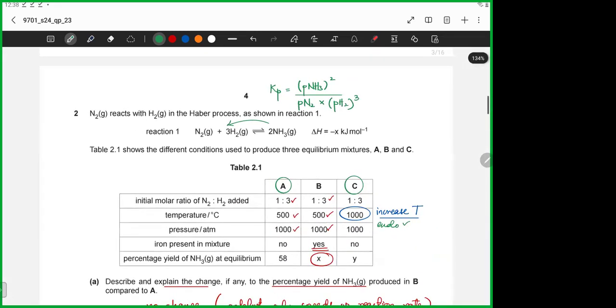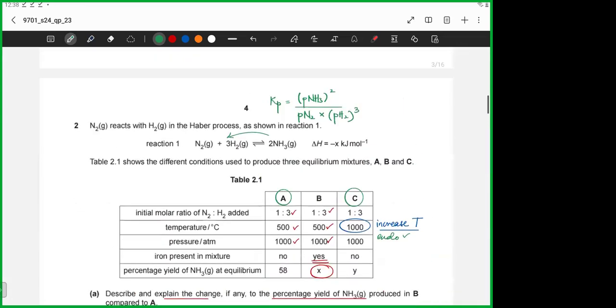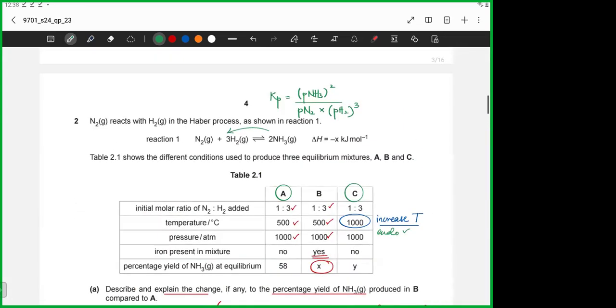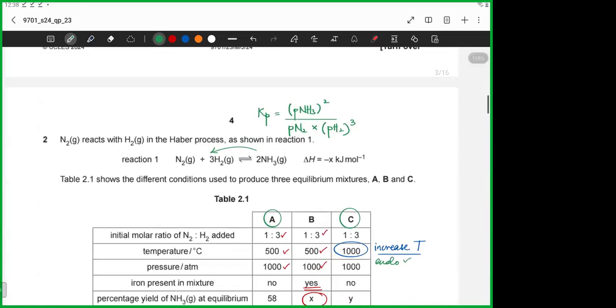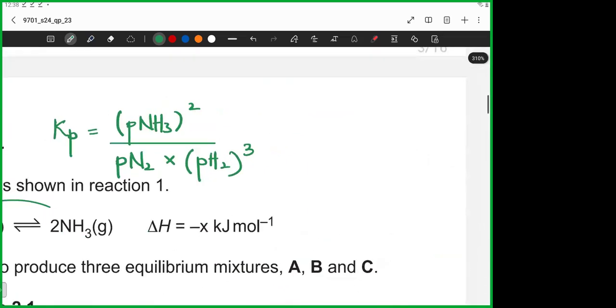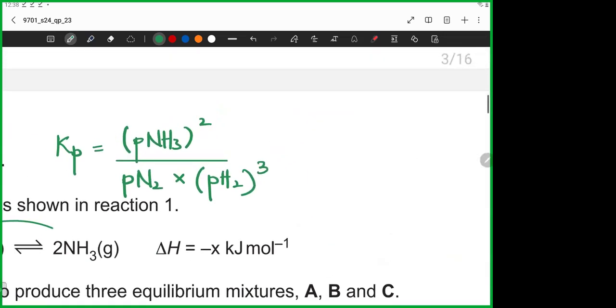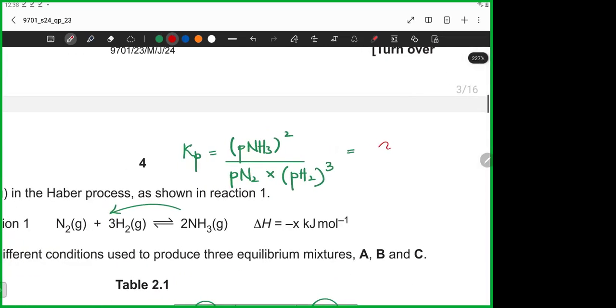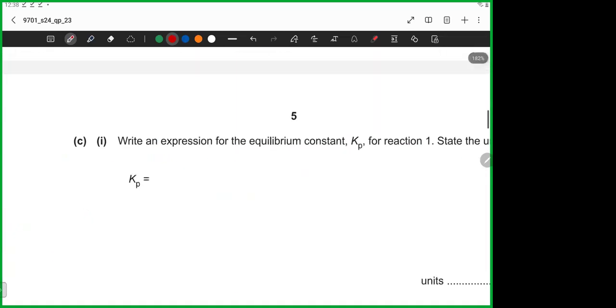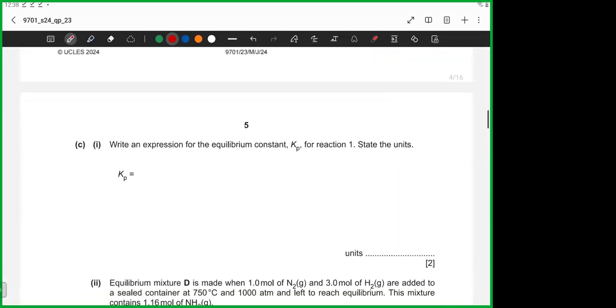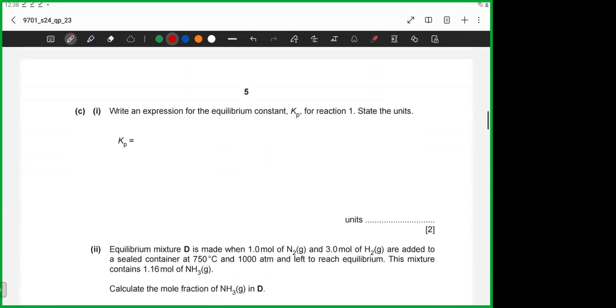And wait, one second, we have to do the unit. He's asking for the unit? Yeah. Since it's squared on top and then it's to the power 4 on the bottom, it's going to be atmospheric pressure to the power of -2. Yeah, that's what a Kp is, right? So the expression for that is done.